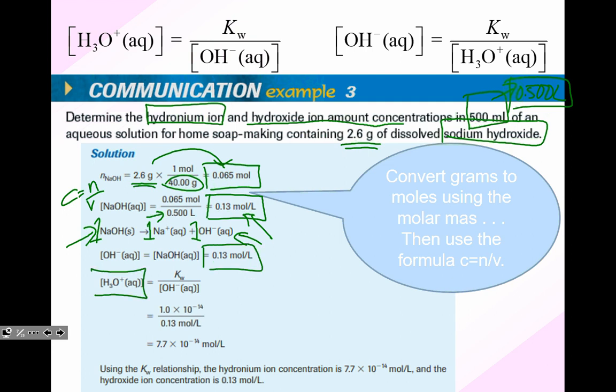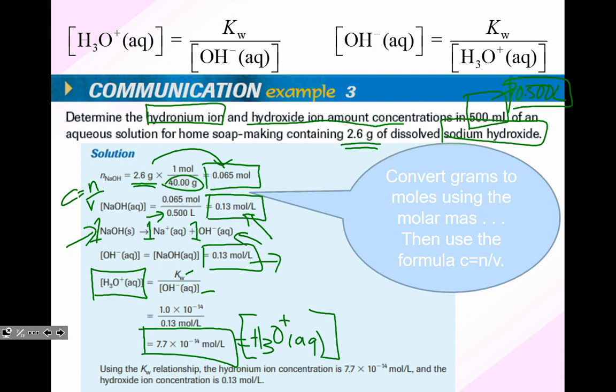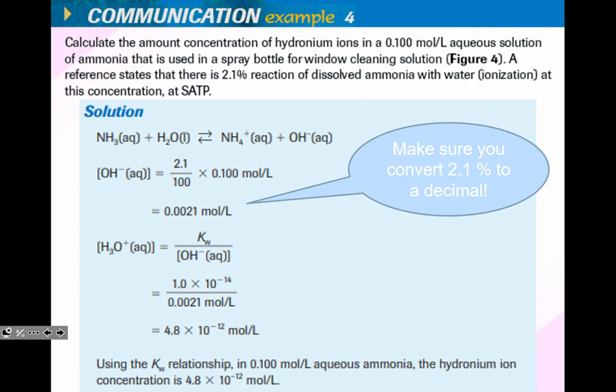To find the hydronium ion concentration, it's just my Kw over my concentration of the hydroxide ion, and I will get 7.7 times 10 to the negative 14. That is equal to my hydronium ion concentration. And instead of writing out concentration, you can use these square brackets. And this is my hydroxide ion concentration. Okay, cool. Let's move on to another example.